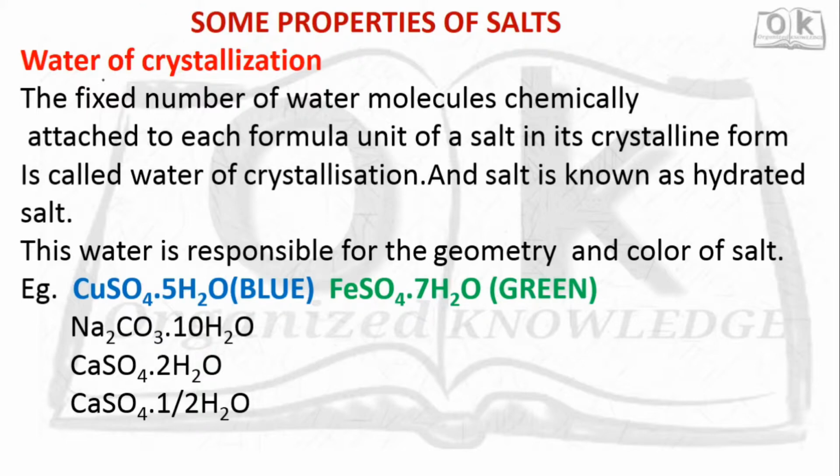So what is the water of crystallization? The fixed number of water molecules. Concentrate here. Fixed number of water molecules that are chemically attached to each formula unit of a salt in its crystalline form. And this water is known as water of crystallization, and the salt will be known as hydrated salt. As water is present, so the salt will be a hydrated salt.